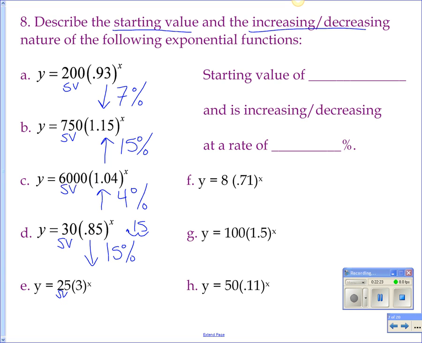Give me a T. Give me an R. Give me an I. Triple. All right, so this one triples. It doesn't have a percent. This one just triples because it's times by 3. Yep, write down the word triples.